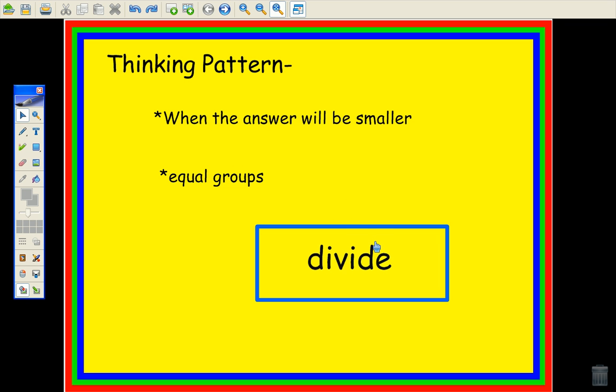Today in class you got the vocabulary, and I'm going to be using those terms throughout this video lesson so that you can practice hearing them and see them in use. So on your note side, go ahead and copy down that you're going to use division when the answer will be smaller in equal groups. So just these two notes. This is your thinking pattern. You can put division. Go ahead and pause so you can copy it down.